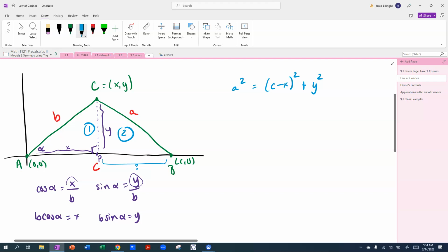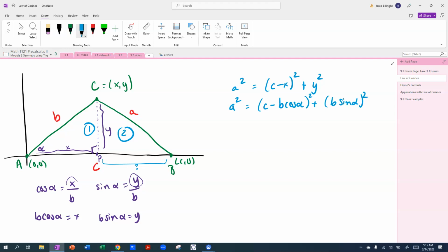Okay, let's go ahead and say, now I know that x is b cosine of alpha and y is b sine of alpha. Let's just see what happens if I use that information. So I have a squared is equal to c minus x, which is b cosine of alpha, squared. The objective I want is really to eliminate x and y if I can. Let's see what I can do with that. Plus y, which is b sine of alpha, squared.